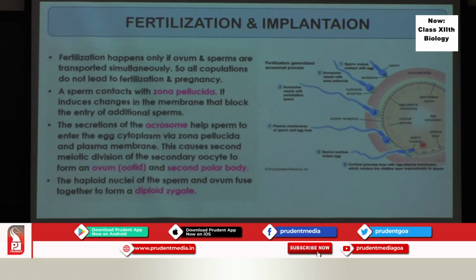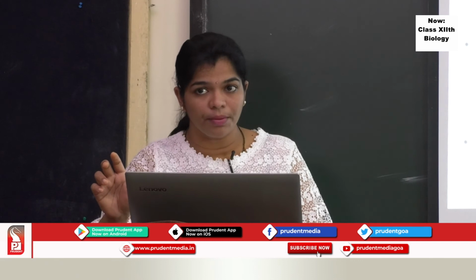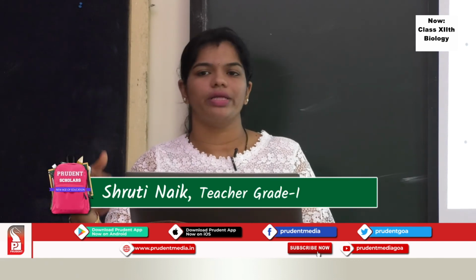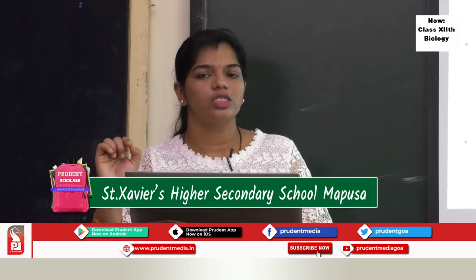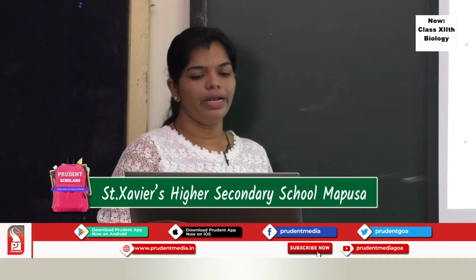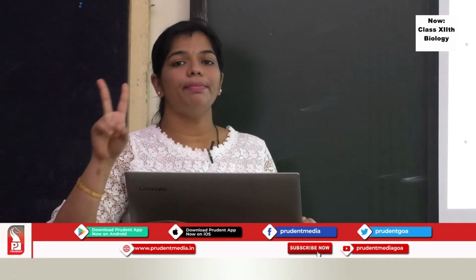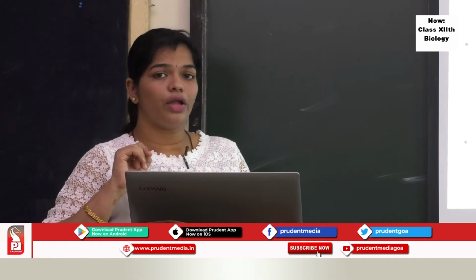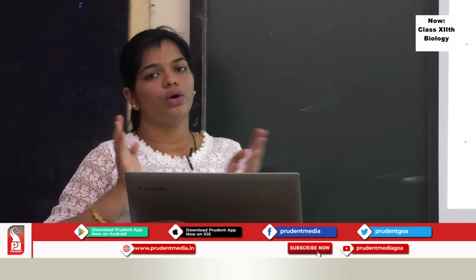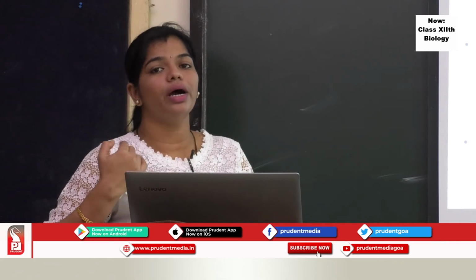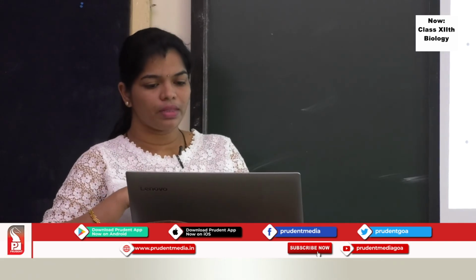So here the sperm nucleus enters the egg, and then the fusion will take place. At this stage the secondary oocyte will complete its second meiosis and will form the ovum and the polar body. The polar body will disintegrate, the ovum will fuse with the sperm nucleus, and the fertilization will take place to form a diploid zygote. How diploid zygote? You have a haploid sperm and the haploid ovum fusing together to give you a diploid zygote, okay.